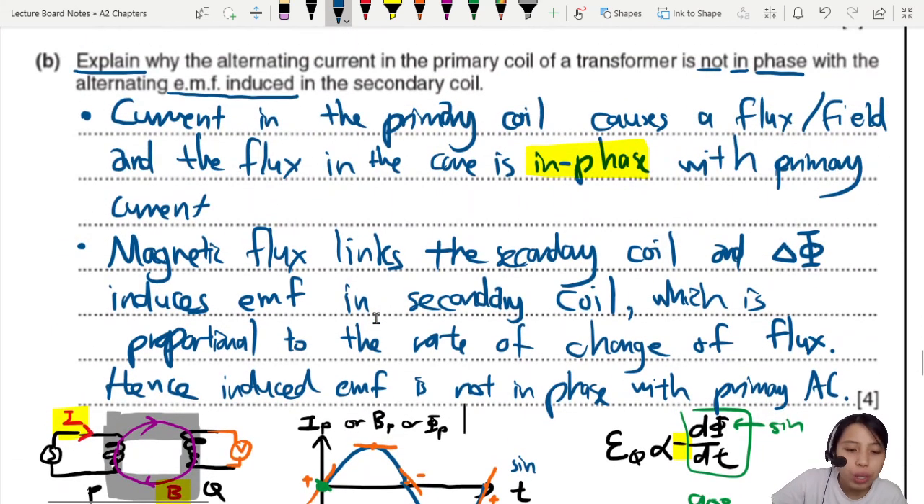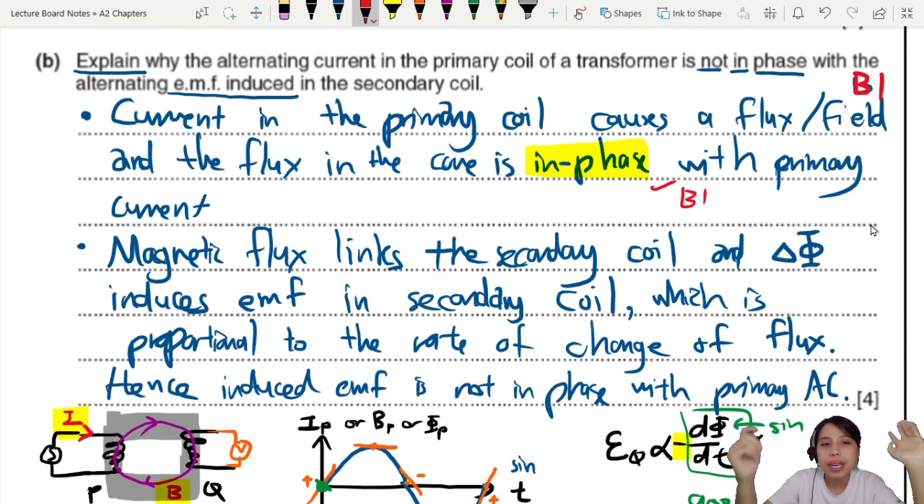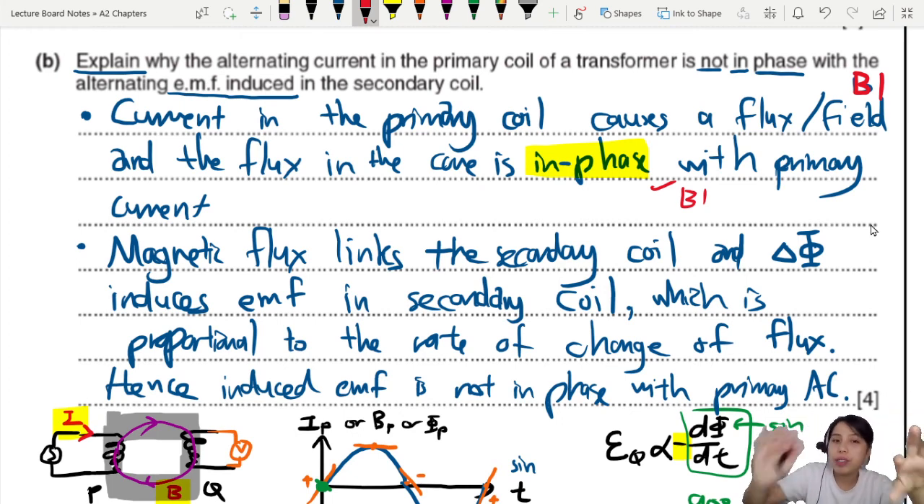Wow, 4 marks for this. Where do they come from? Number 1. First one comes if you talk about where the flux comes from. Current causes a flux. Okay. Can. That's the first part. But how does that flux relate to the current? In phase. Okay. B1. Because got current, got flux. Okay. Then we talk about the secondary coil. So the first part you talk about explain the primary coil, then you explain the secondary coil.